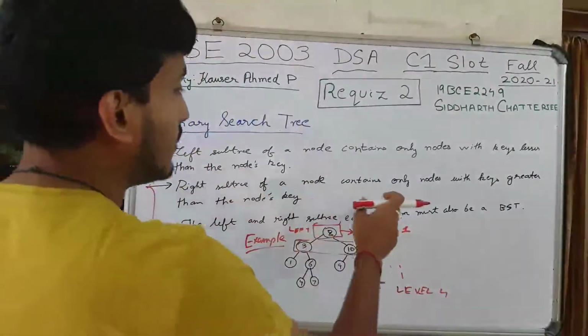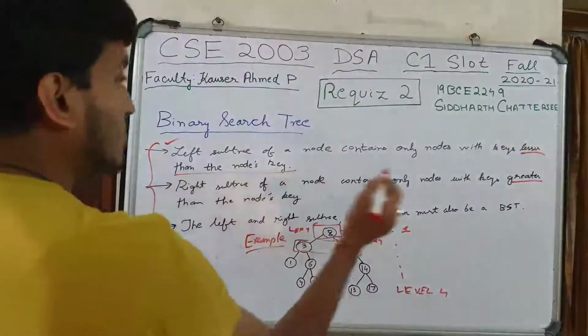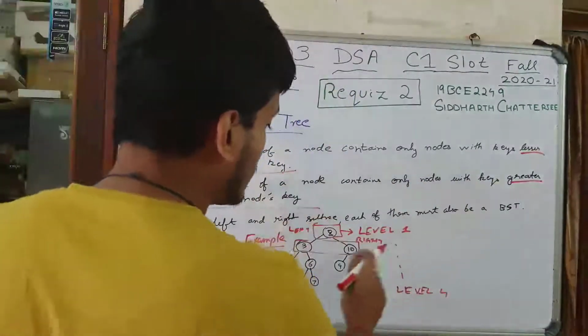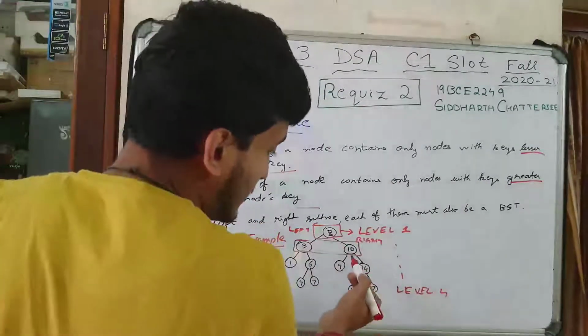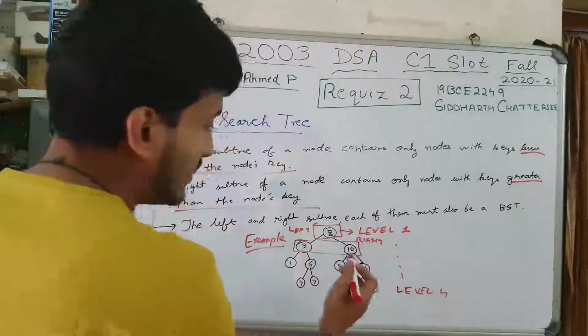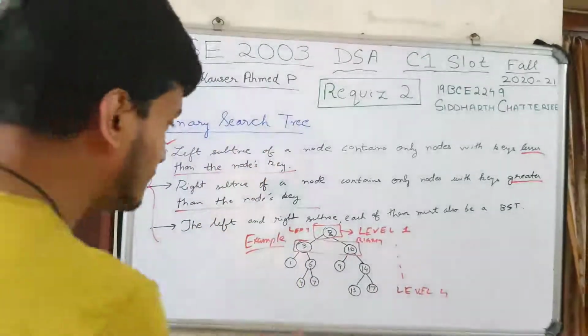Similarly, the right subtree of a node contains only nodes with keys greater than the node's key. The left is lesser than the node's key, and the right is greater. So the right subtree should be greater than 8. You have to check that all of them are greater than 8: 10, 9, 14, 18, 17. Yes, they are greater than 8.